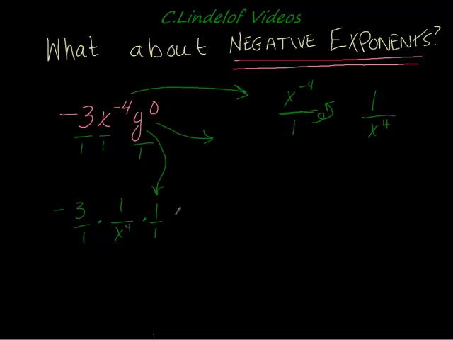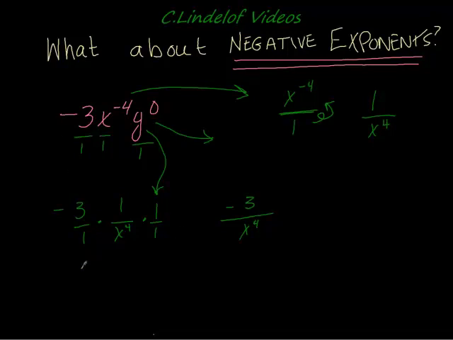And I'm just going to do my multiplication across. I have -3 times 1, which is -3. And now I'm going to multiply the denominators, and it's 1 times x to the 4th gives me x to the 4th. So we do end up with a negative number, but it's because we started with a negative number, right? The negative exponent didn't do it. Negative exponents create reciprocals or fractions.